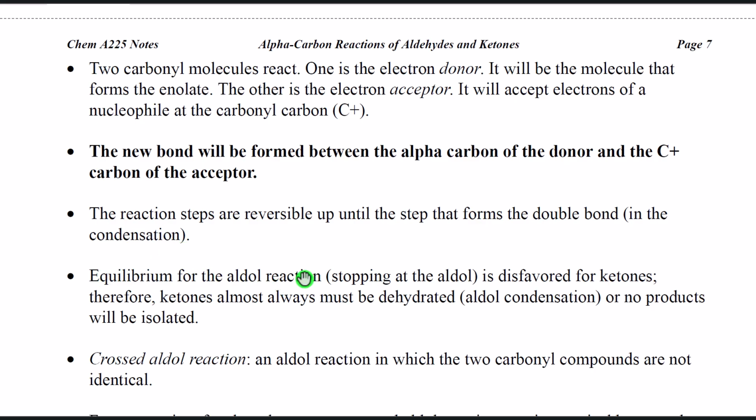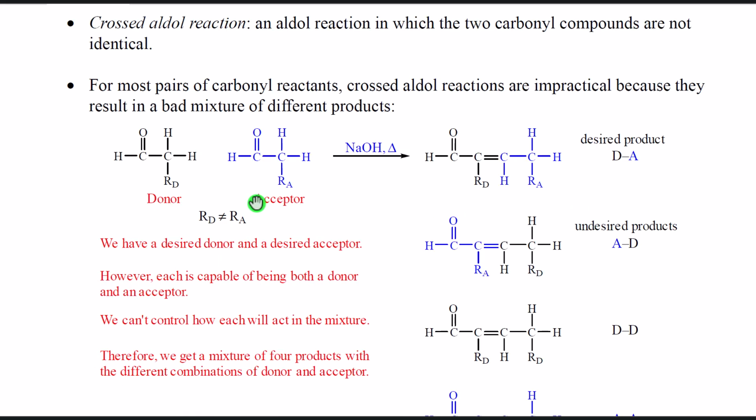The equilibrium for the aldol reaction, stopping at the aldol, is disfavored for ketones. Ketones will almost always prefer to be separated ketones. They will almost always go backwards because of the steric hindrance in the aldol reaction product. Therefore, ketones must almost always be dehydrated using an aldol condensation, or no products will be isolated.